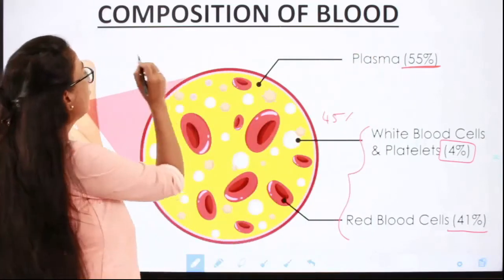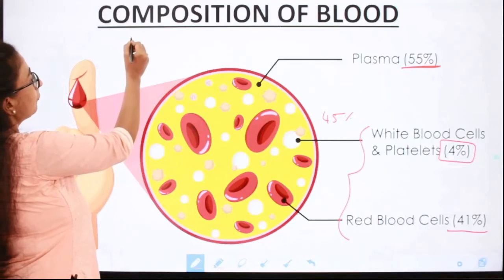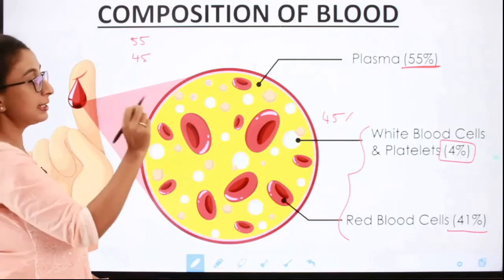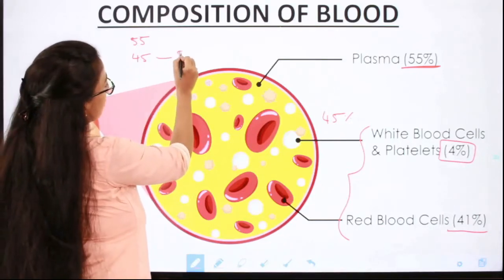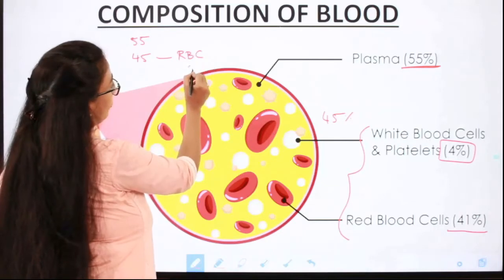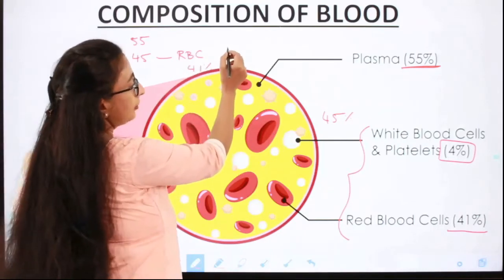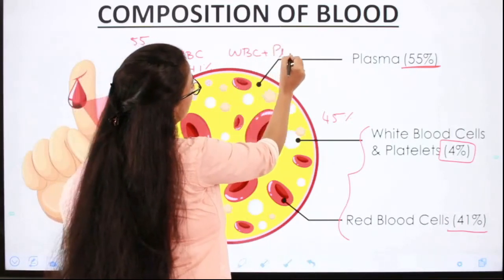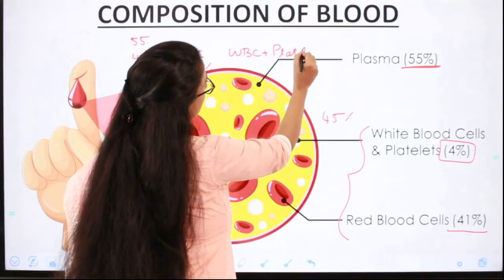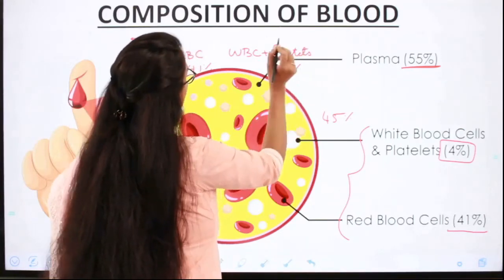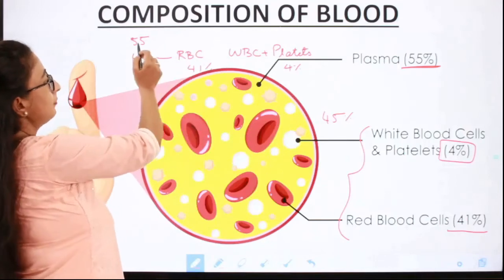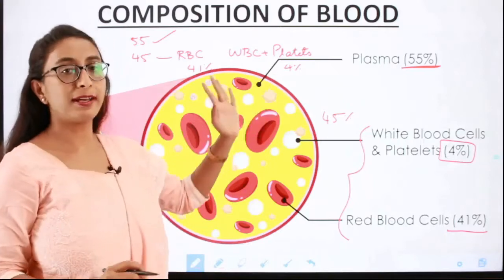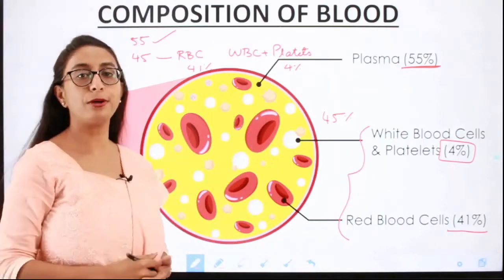Okay, so did you get it? In the blood, totally 55% is plasma and 45% is the formed elements. Under that, RBC is 41% and WBC plus platelets is 4%. So this 41 plus 4 becomes 45, plus 55 of plasma becomes a total of 100%. So these numbers are important. It is always advisable that you remember these numbers.